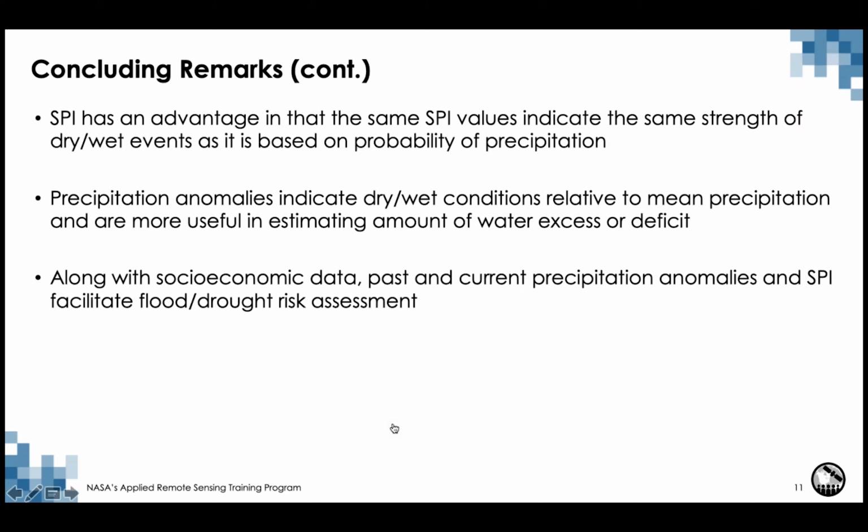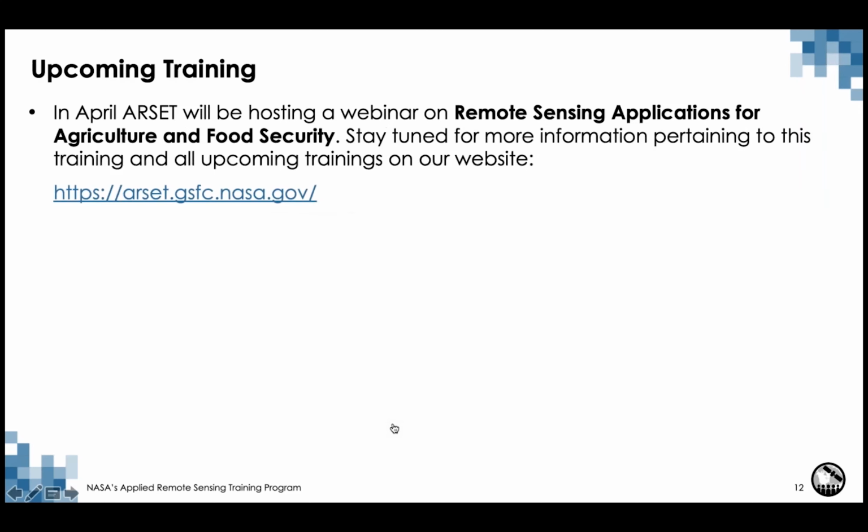And as we saw, along with socioeconomic data, past and current precipitation anomalies and SPI can facilitate risk assessment, or at least understanding where more droughts occurred or where the probability of drought was large in a certain period. And then from past data, you can see people affected by it, economic damage, if there was infrastructure damage. So combining these data can help you strategize for current and future such events. So that is basically the message of this webinar.